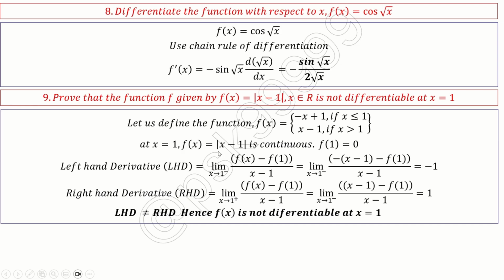Now at x equal to 1, f of x is the absolute value of x minus 1, which is continuous. So f of 1 equal to 0. If I substitute 1, I'll get 0, right? Both are 0. So LHL equal to RHL equal to f of 1 equal to 0.